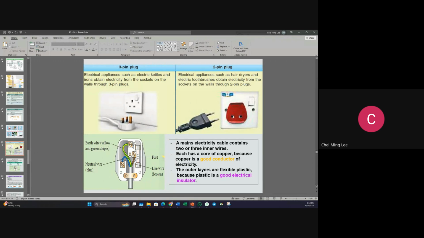Okay, so you see the inside. For live wire, normally red or brown colored wire. Then for earth wire, either yellow and green stripe, while the neutral wire is normally the blue wire. So this is actually the main electricity cable which contains 2 or 3 inner wires, and each of them has a copper core. The core is copper because copper is a good conductor of electricity. And the outer layer is flexible plastic. Why? Because plastic is a good electrical insulator and it's cheap.